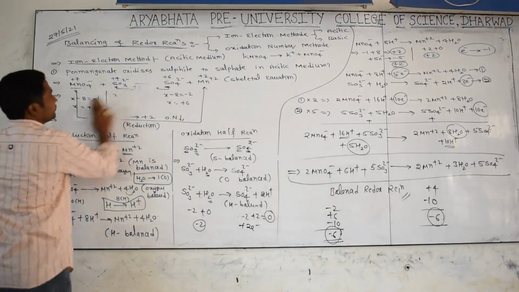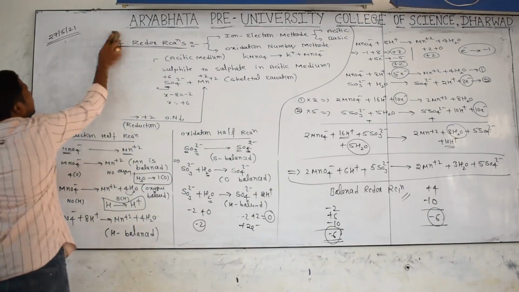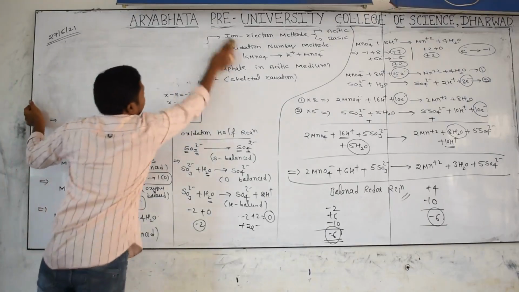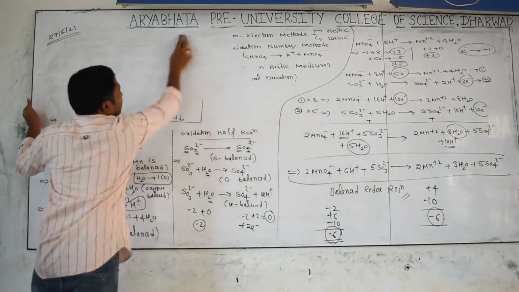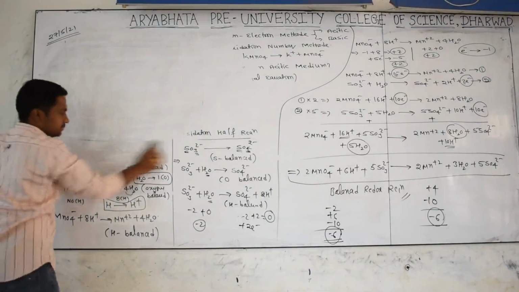Now, in balancing, we are learning right now only the half reaction method, or the ion electron method, under acidic medium. We have done the first balancing.